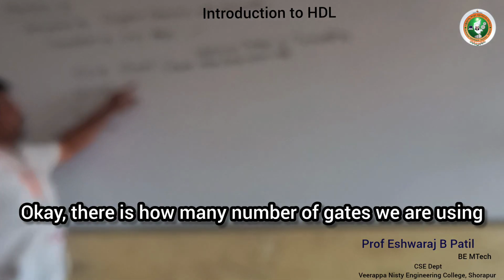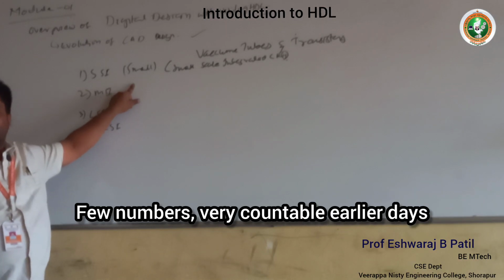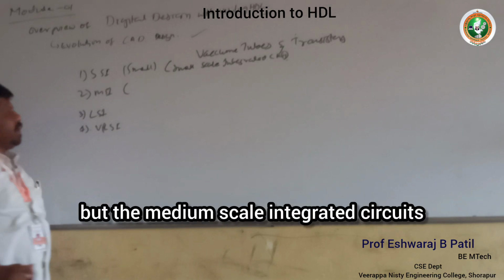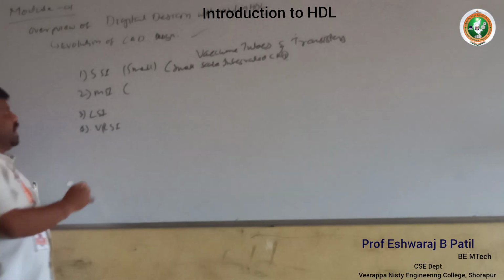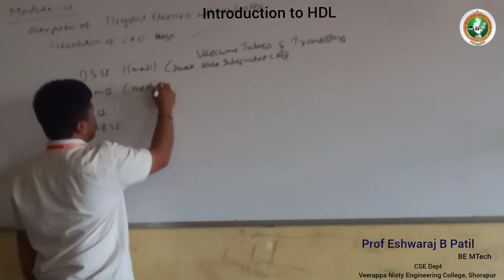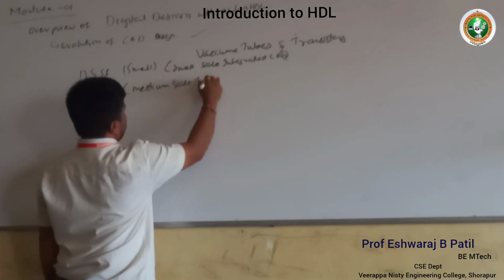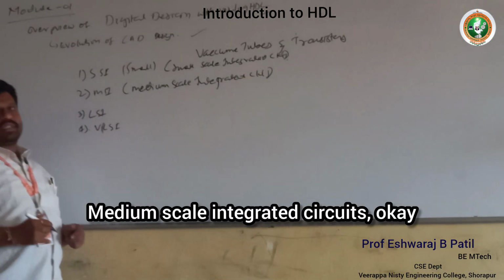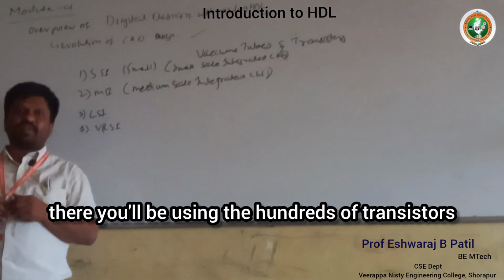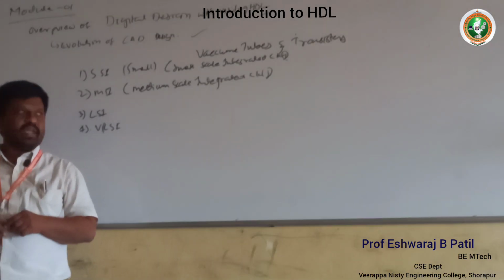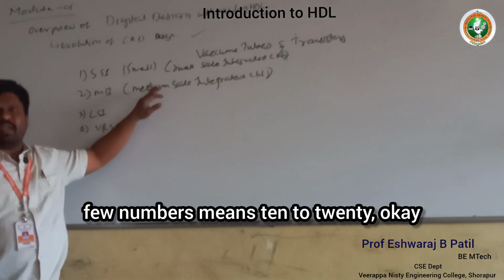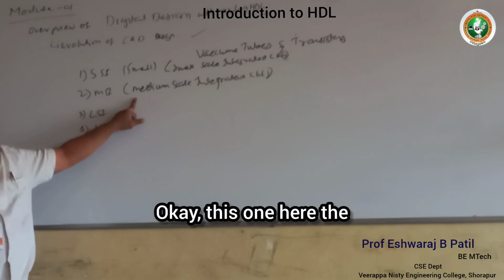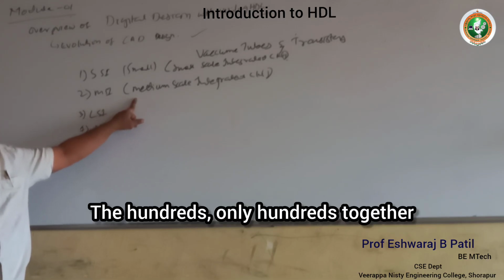How many gates are we using? A few, very countable. In the early days we used a very few number of gates. MSI is nothing but medium scale integrated circuits. There we use hundreds of gates; a few means 10 to 20 in SSI, and in MSI only hundreds together.